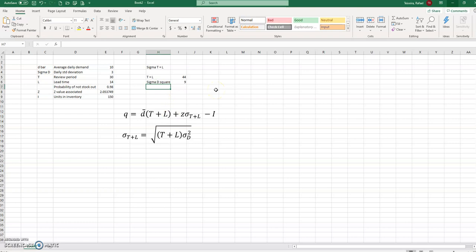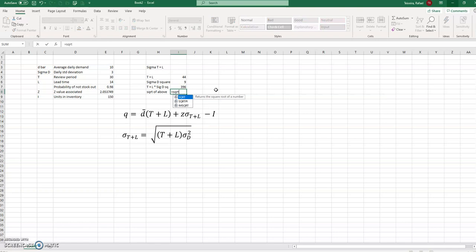Now I'm going to multiply those numbers. So this is going to be equal to t plus L multiplied by sigma d squared. This is equal to this multiplied by this, and now the square root of this number above. That's the variability of demand during the lead time. That's the amount of units.